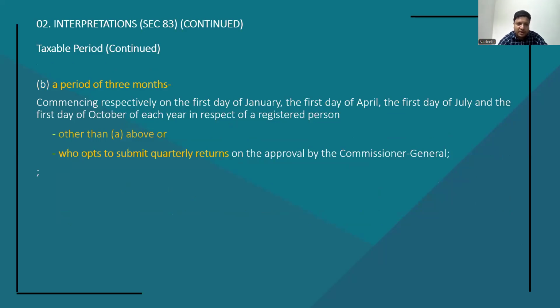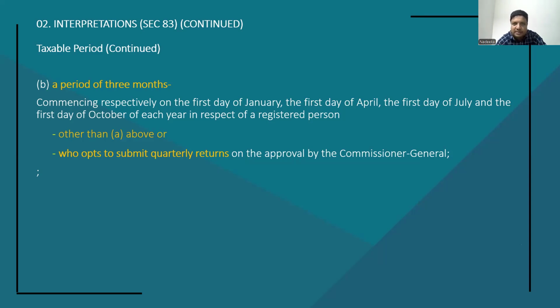Now let's look at the 3 months taxable period. So the persons who are falling within the 1 month taxable period are given. So all the other persons fall within the 3 months taxable period.